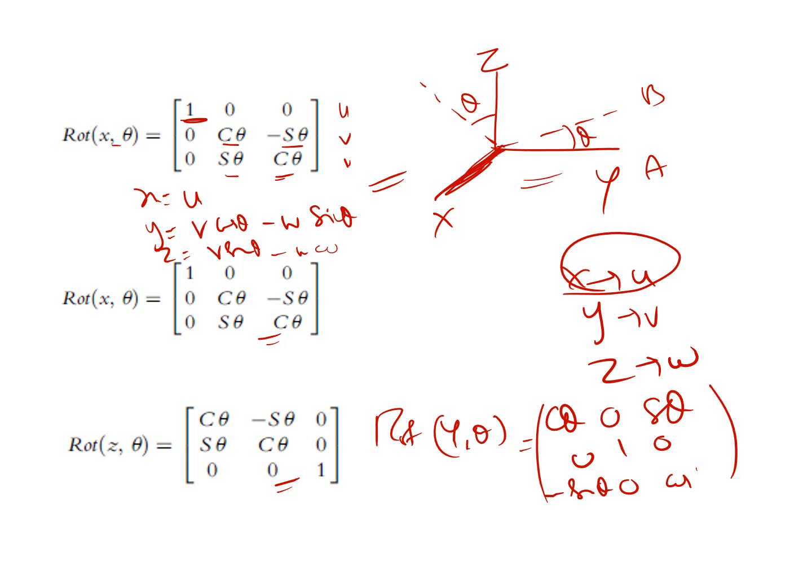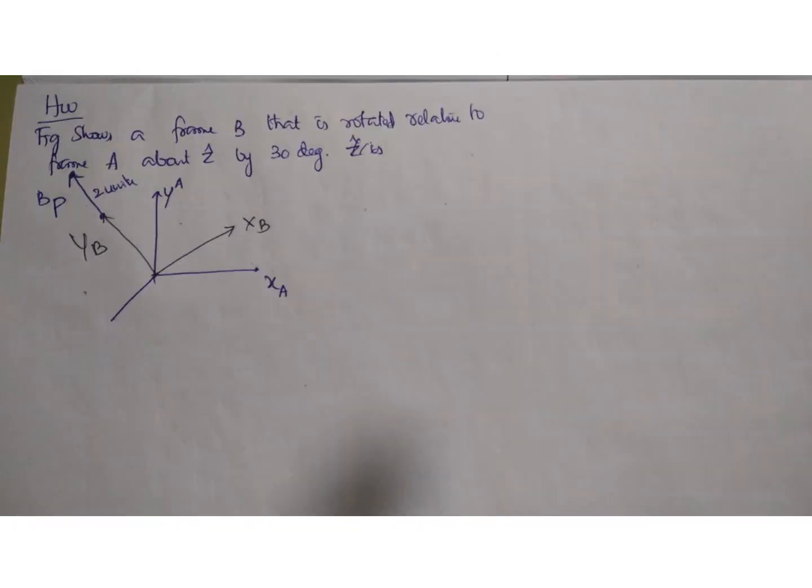So from this, what we understood is there are two frames, and both frames' origins are the same. If one frame is rotated with respect to the x-axis, y-axis or z-axis, the resultant frame is like this, and its rotation matrix is this. So you have to remember this so that we can apply it to any transformation and understand the concept easily. Next, we'll do one problem.